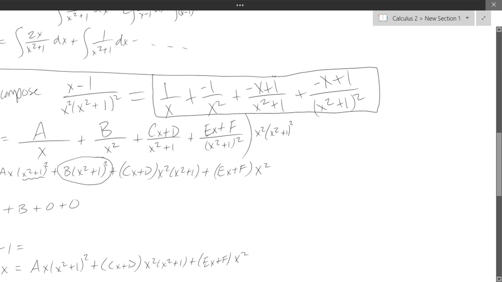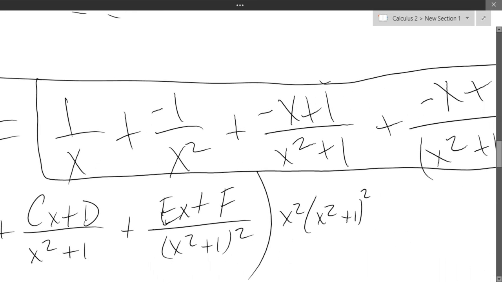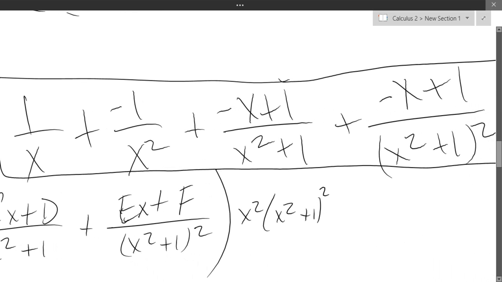Now the question is, can you integrate all of these? Most of these are super easy to integrate. If I ask you to integrate, what is the antiderivative of 1 over x? Ln. That's just the definition of what natural log is. How about negative 1 over x squared? What rule do you use? Power rule. That's x to the negative 2. Add 1 to the power, divide by that new power. All right. Negative 1 over x plus 1.